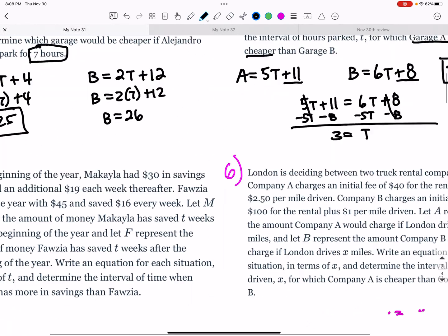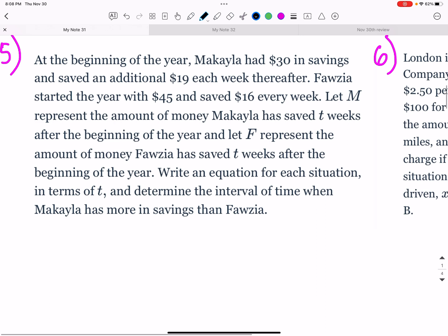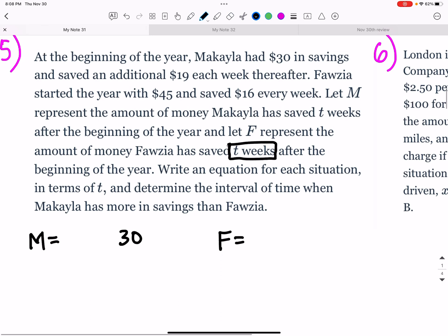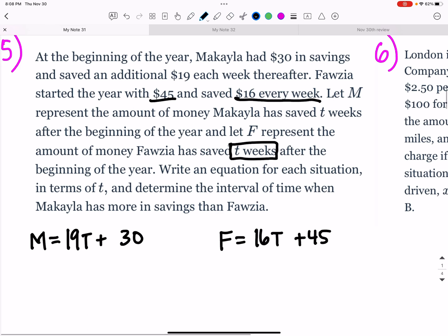Okay, number 5, Michaela and Faja. They want weeks called T. We've got Michaela's money and we've got Faja's money. Michaela has $30 in savings and $19 every week, so 19T plus 30. Faja started with $45 in savings, and it's 16 every week, 16 times weeks.